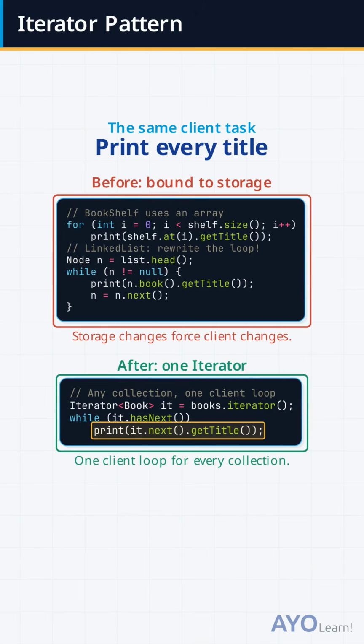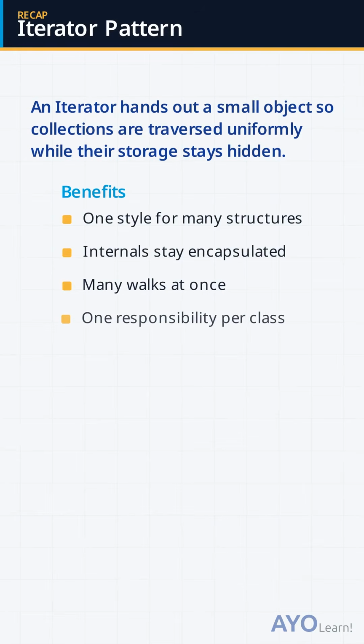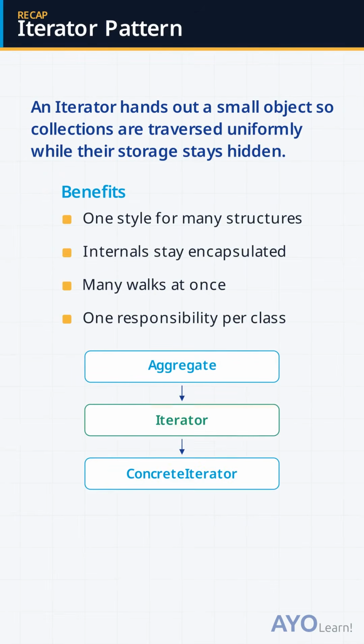The second version needs just one loop using an iterator. Identical client code drives both, because each collection hands back its own iterator. The iterator hands out a small object, so collections are traversed uniformly, while their storage stays hidden.